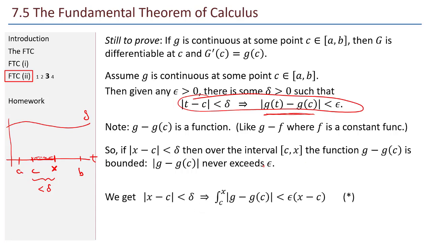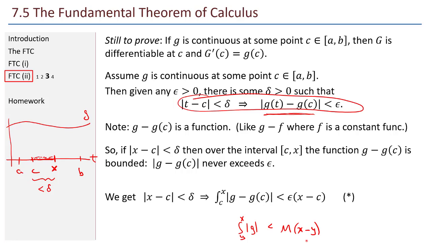So here's the statement that's going to be most important for us. When x is within delta of c, that implies that the integral from c to x of the absolute value of this function is less than epsilon times x minus c. In fact, we saw something like this earlier, right? When I knew that my function g was bounded, and so I had the integral of g from y to x was less than M times x minus y.